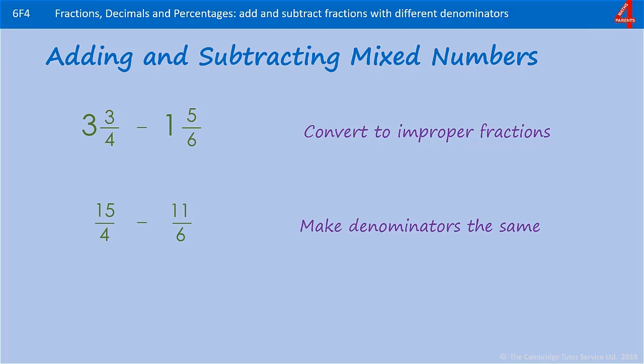We need to make the denominators the same. 4 and 6 both will go into 12. To get from 4 to 12, we multiplied by 3. So we multiply 15 by 3 to get 45. 6 we had to multiply by 2 to get 12, so we'll multiply 11 by 2 to get 22. How many 12ths does that leave us with? 45 take away 22 is 23. That's 23 over 12.